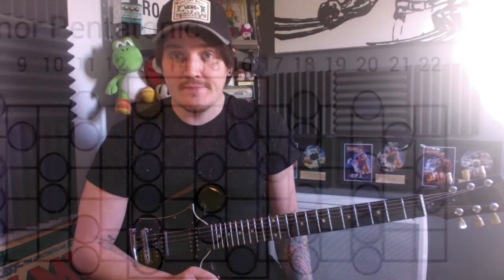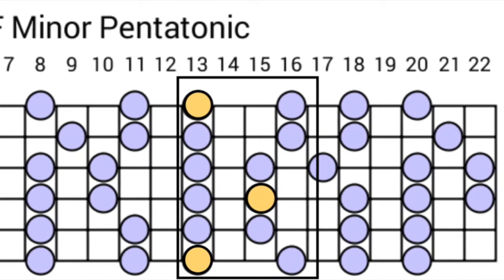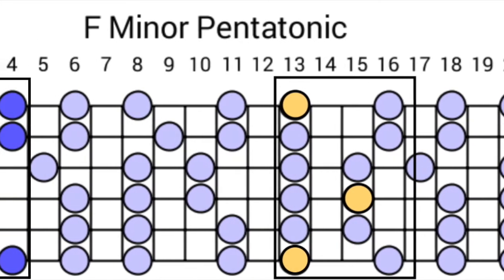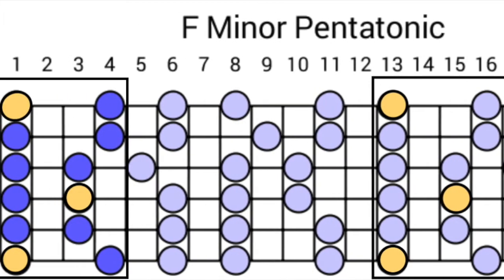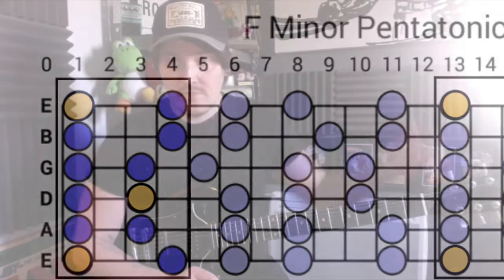Here's a scale diagram of F pentatonic minor. Okay, so we're going to play this scale down on fret 1. Fret 1, fret 4, A string, 1 to 3, D string 1 to 3, G string 1 to 3, B string 1 to 4, high E string 1 to 4. All together.